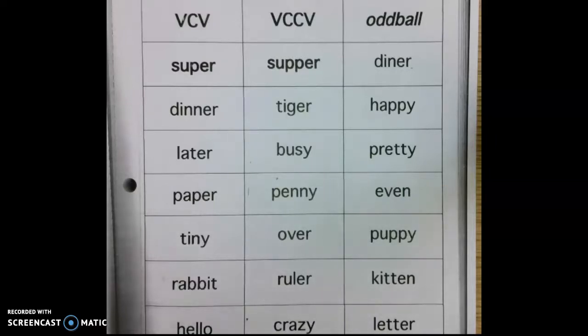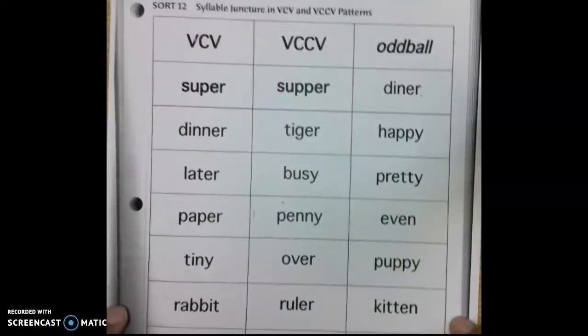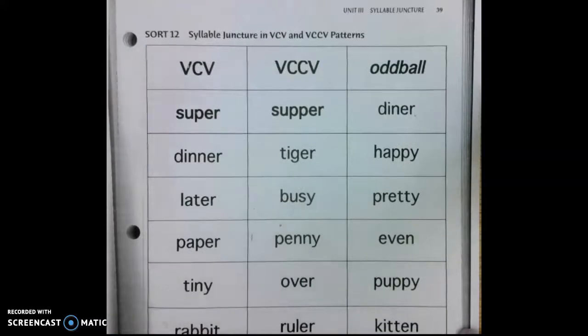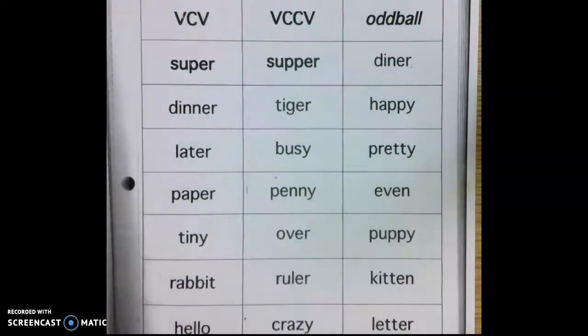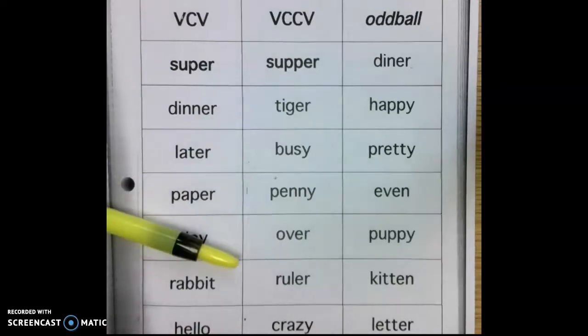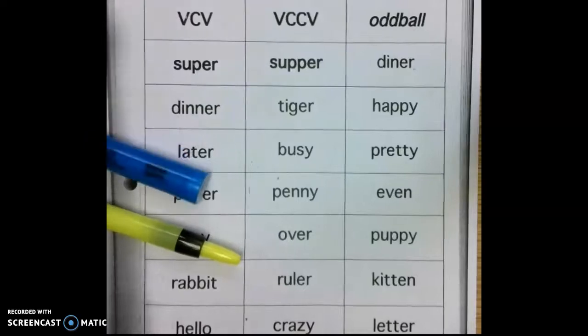So the first sort that I have for you is sort 12, and you can see that at the top of your paper. And we are looking specifically at patterns with vowels and consonants. You are going to be looking for these patterns in the middle of your words. So the first thing I want you to do is to get out 3 different color highlighters.